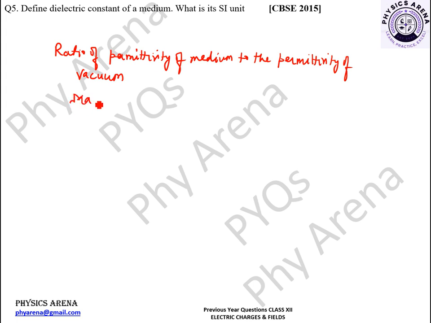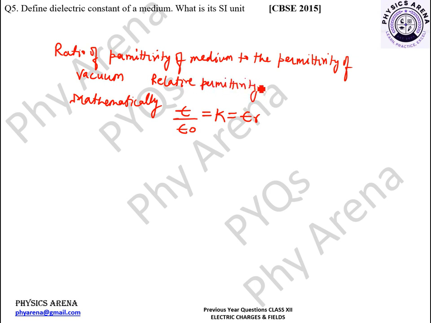So mathematically, it is epsilon upon epsilon naught, and that is equal to K. It is also known as relative permittivity. It tells us how many times the permittivity of vacuum is the permittivity of the medium. So if we need to find epsilon, I need to multiply epsilon naught with K. K is that value which, if I multiply epsilon naught with it, I'll get the permittivity of the medium.